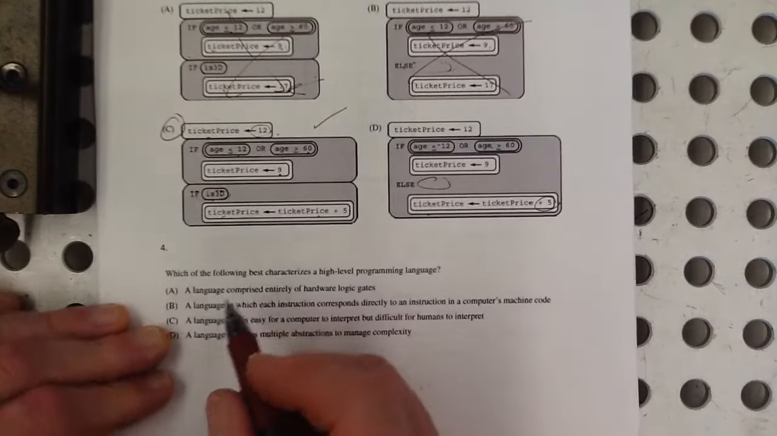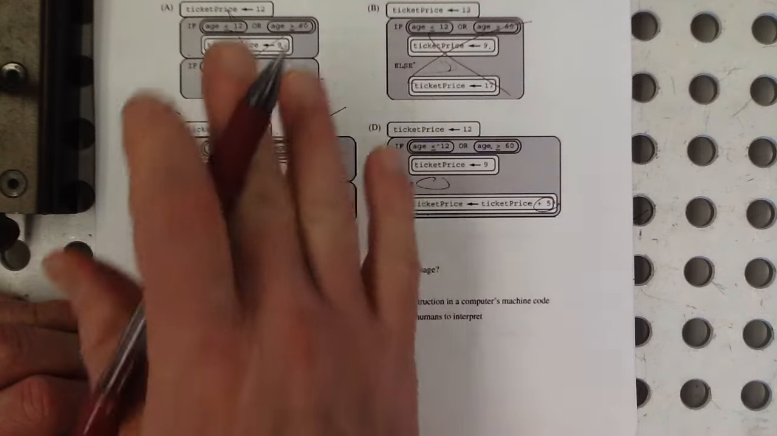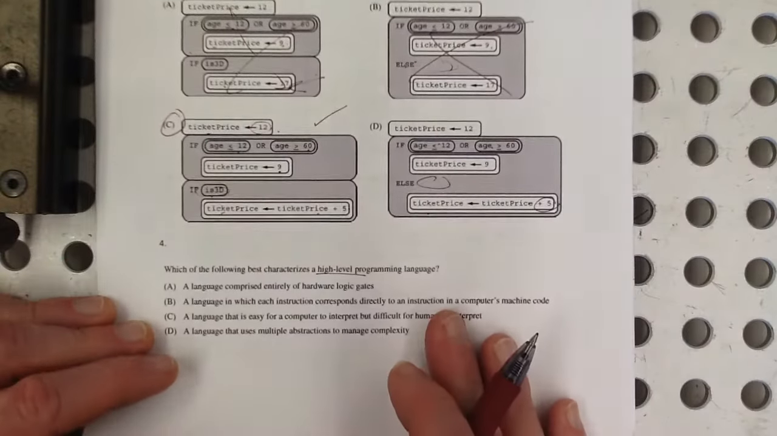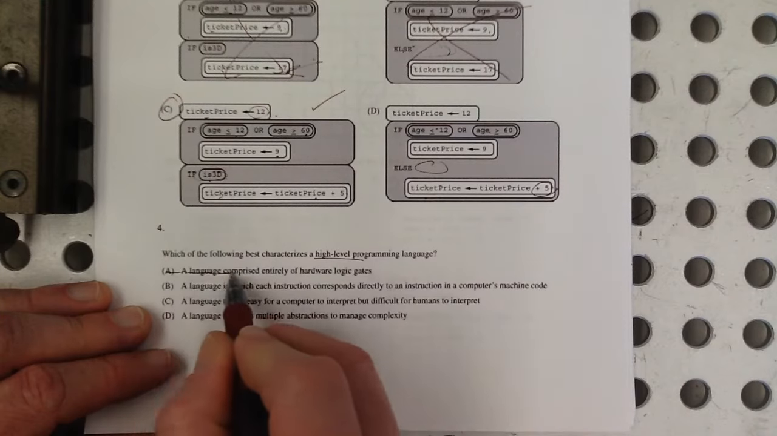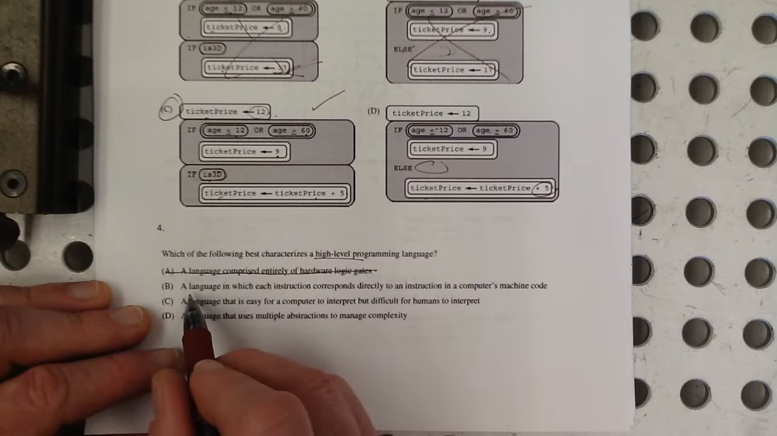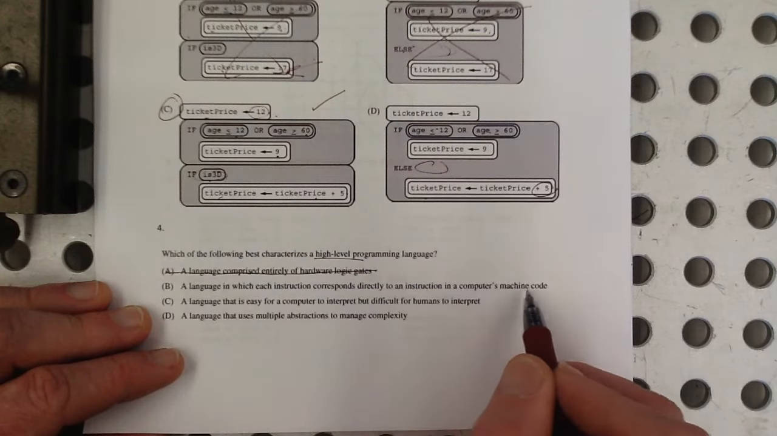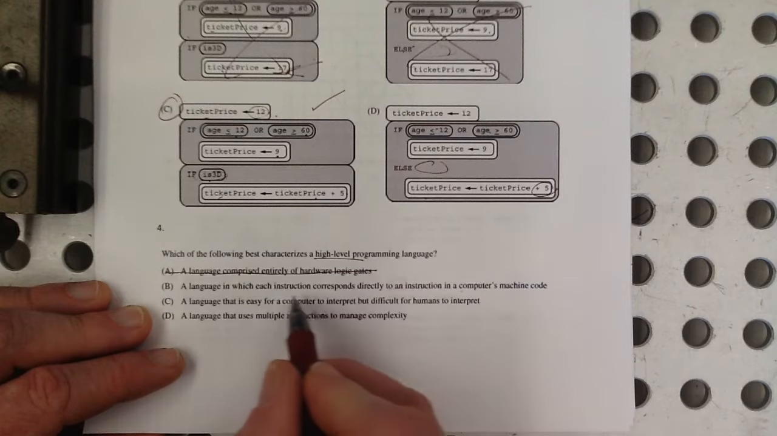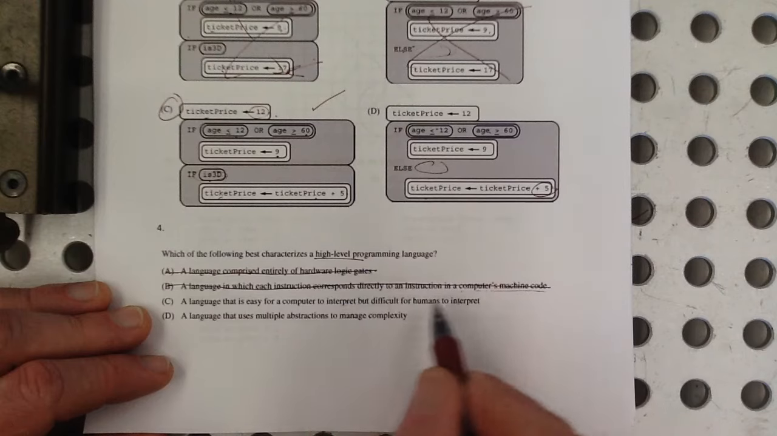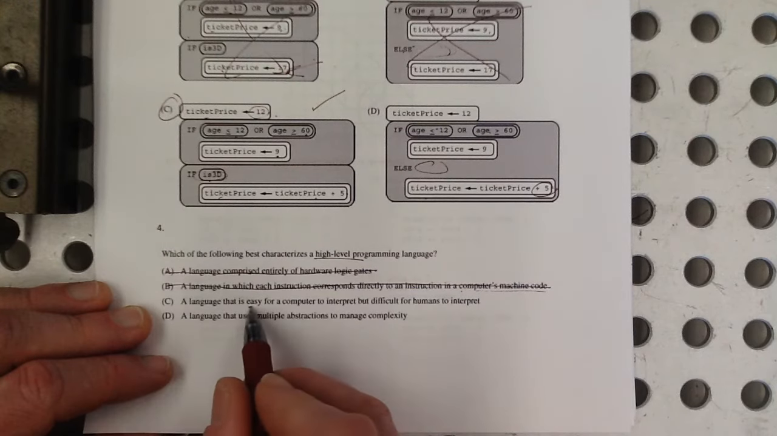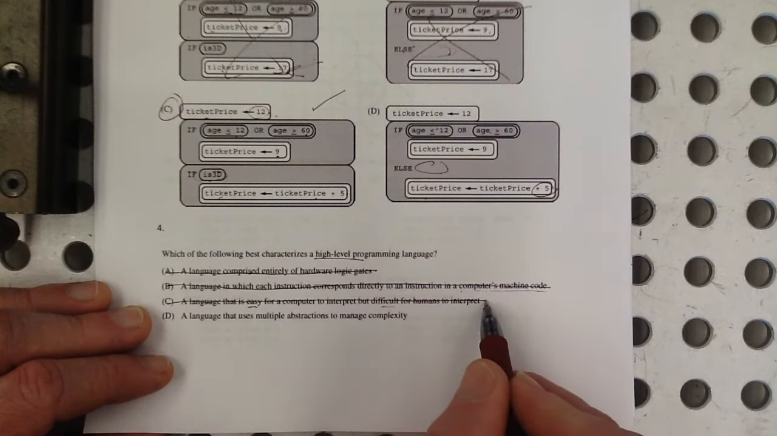All right, number 4. Which of the following best characterizes a high-level programming language? High-level means like very abstract, like up toward human language kind of direction. Language comprised entirely of hardware logic gates. Boo. That is low level. A language in which each instruction corresponds directly to an instruction in a computer's machine code. So that's very low level. If you have to say everything like at the machine code level, that's where a lot of detail, not high level. Language that is easy for a computer to interpret but difficult for humans, that's the wrong way around.